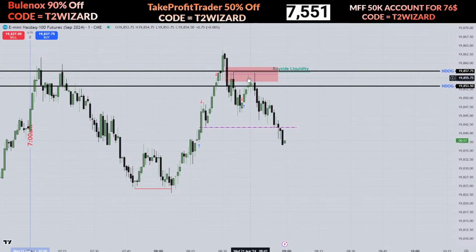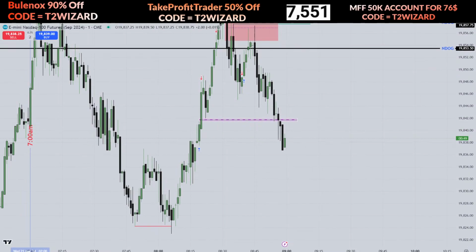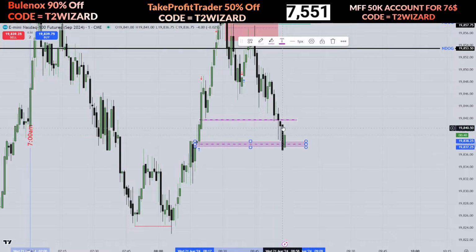So market left that buy side liquidity over there. That is the buy side liquidity market left. It came here to this volume imbalance. Mark that volume imbalance. Let me mark it. And this is the volume imbalance which has been traded over there. Can market go through that volume imbalance? Absolutely, it can do that. It can go through this a lot of the time.